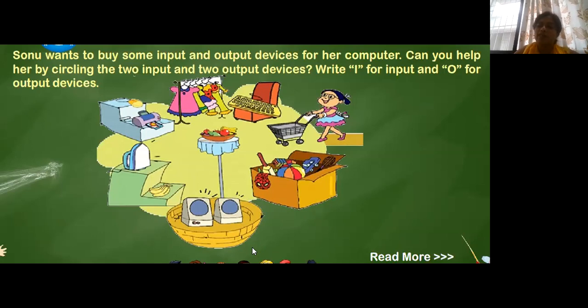Is it an input device? Let's take an example. This is a speaker. So what is it? Is it an input device or an output device? If it is an input device, inside that circle write I, or if it is an output device, circle it again and then write an O over there. So this is your activity for today, and in the next session we will continue with our next topic.